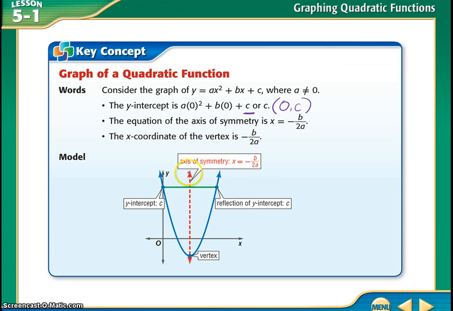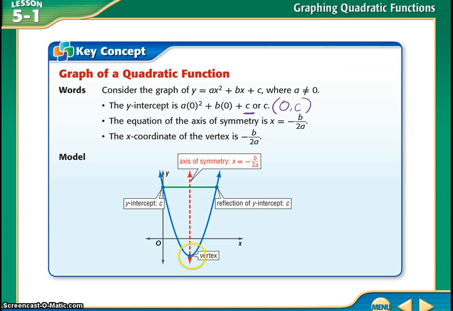The axis of symmetry is a vertical line that cuts our parabola in half. In our graph here, it's a red line. We find it by x equals negative b over 2a. So we plug in whatever our b value is, divided by 2 times whatever our a value is when it's in standard form. On our axis of symmetry is the vertex.